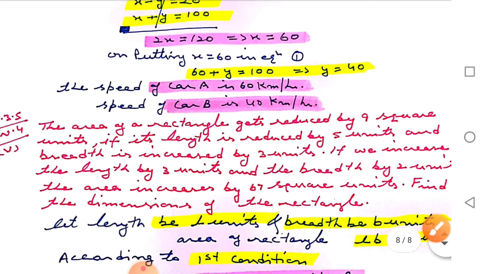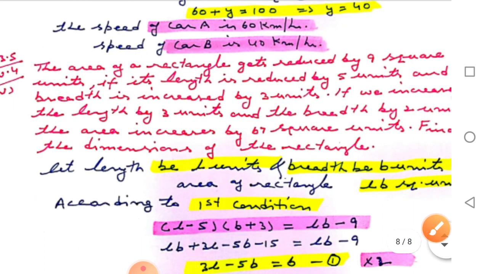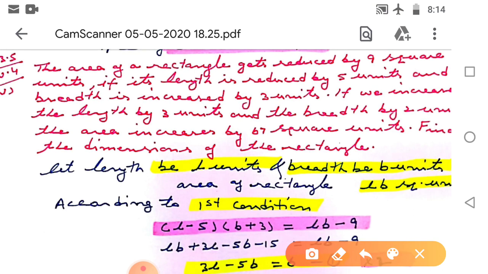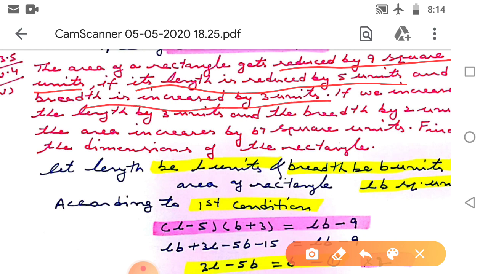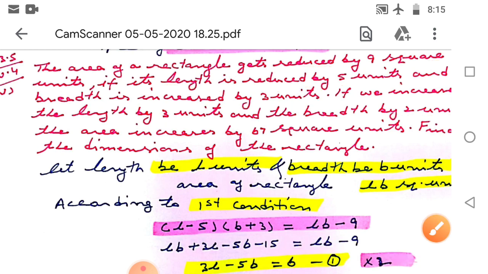Now another very important question. Question number 4, fifth part. The area of a rectangle gets reduced by 9 square units if its length is reduced by 5 units and breadth is increased by 3 units. If we increase the length by 3 units and the breadth by 2 units, the area increases by 67 square units. Find the dimensions of the rectangle.